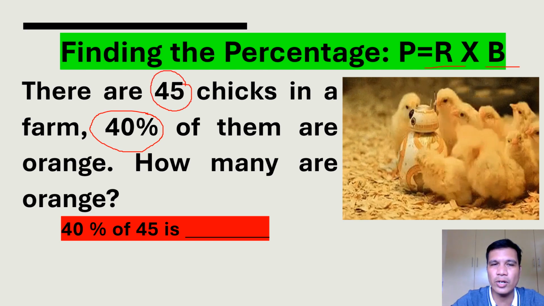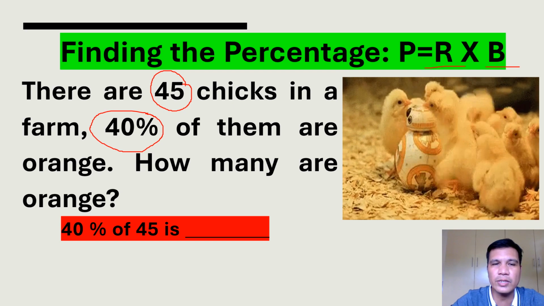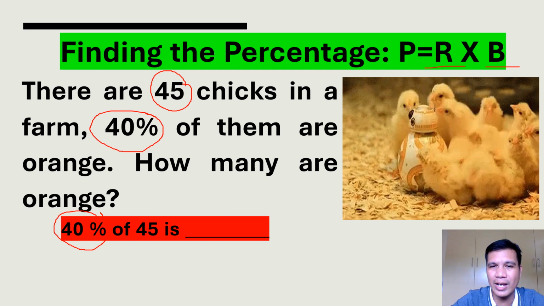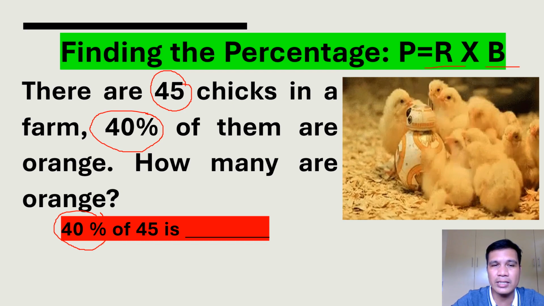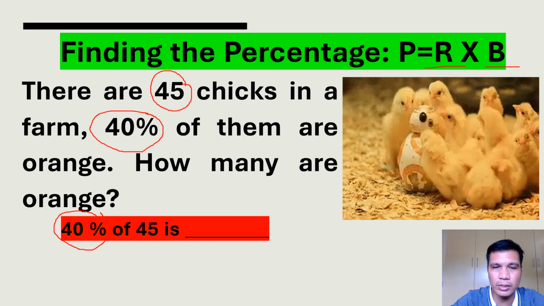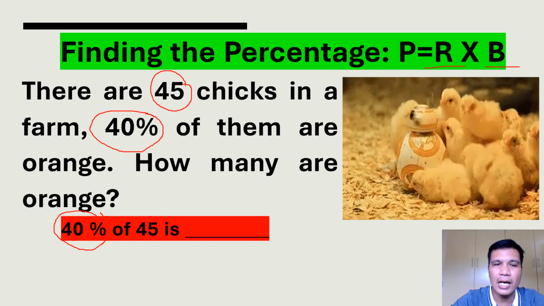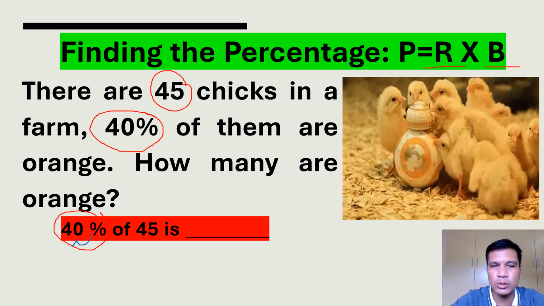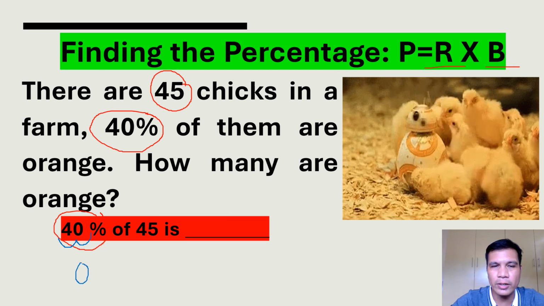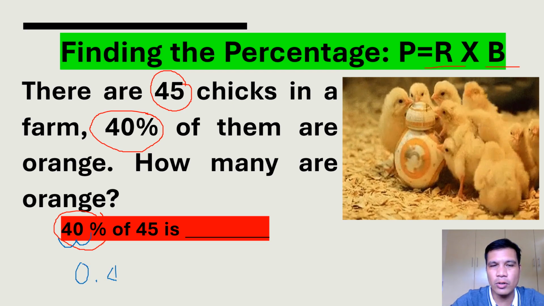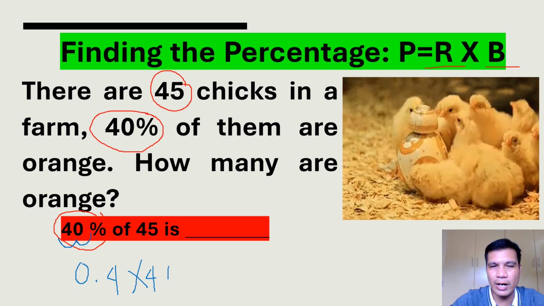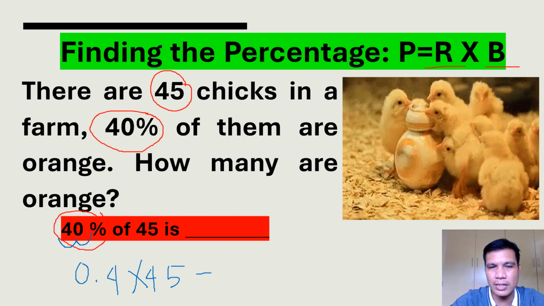So, the first thing that we are going to do is to change 40% into decimals. Hindi tayo pwede mag-multiply na may percent sign. So, let us omit the percent sign by moving the decimal point twice to the left. 1, 2. 40% will become 4 tenths. Then we are going to multiply 4 tenths by 45. What will be our answer here?